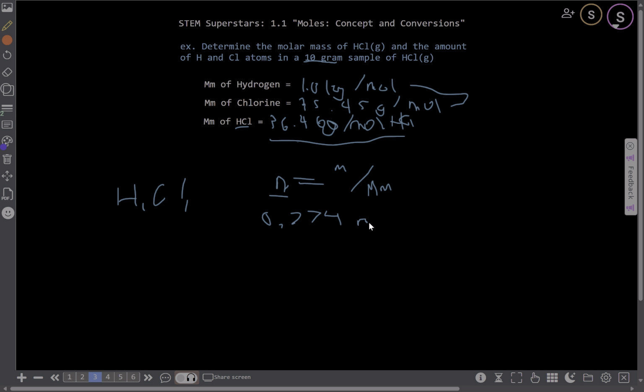We get about 0.274 moles HCl. Also, please excuse my bad handwriting. It's pretty hard on a mouse.